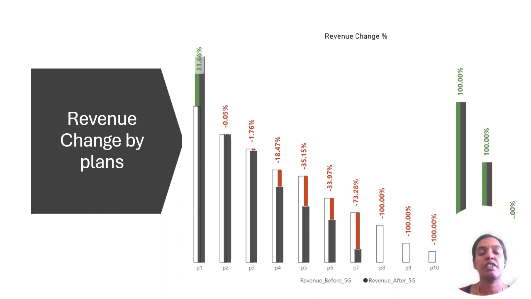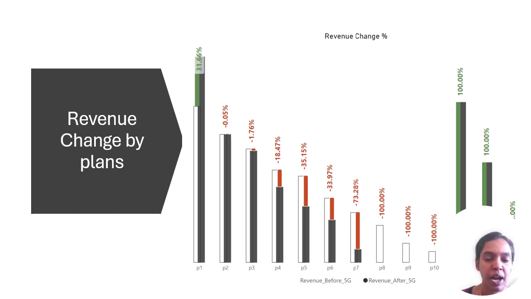Let's take a look at active plans. Plan P1, as mentioned earlier, shows a 31.6% increase in the revenue, which is a good plan that we can continue. Plans P11 and P12 are also good performing plans. Plans P2 and P3, even though they have decreased in revenue, the decrease is negligible. So those are some plans I would continue also.